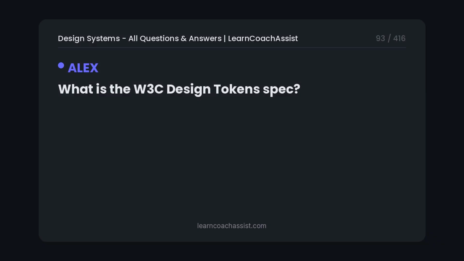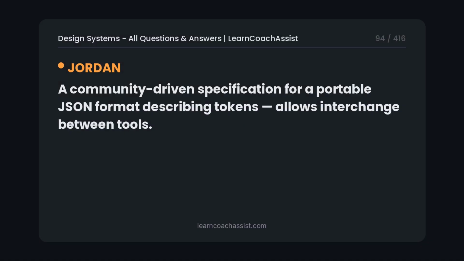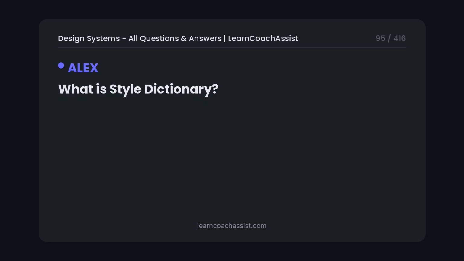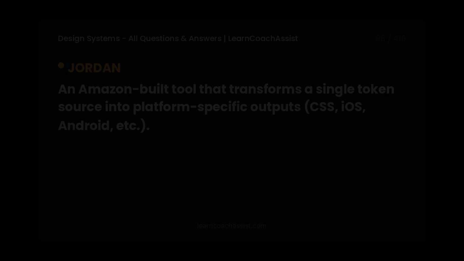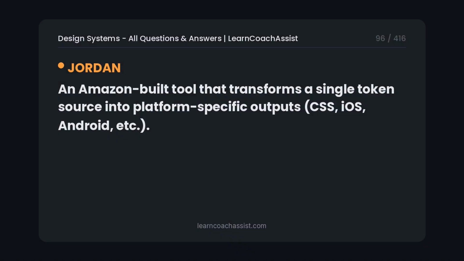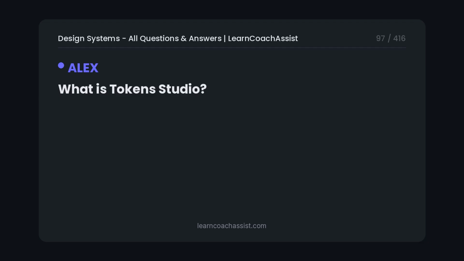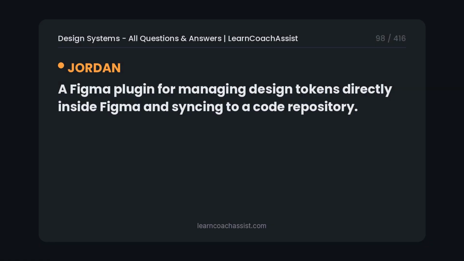What is the W3C design token spec? A community-driven specification for a portable JSON format describing tokens, allows interchange between tools. What is Style Dictionary? An Amazon-built tool that transforms a single token source into platform-specific outputs, CSS, iOS, Android, etc. What is Token Studio? A Figma plugin for managing design tokens directly inside Figma and syncing to a code repository.